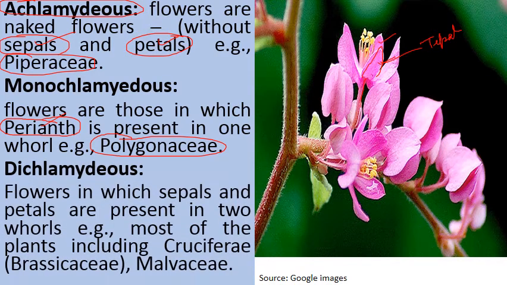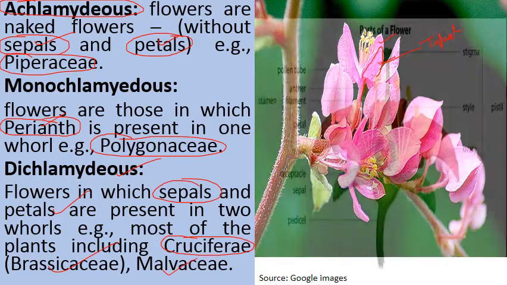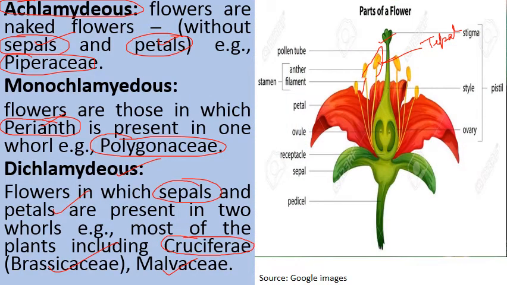Next comes dichlamydous flower. So flowers in which sepals and petals are present in two whorls. For example, we have most of the plants, including the members of family Cruciferae, also known as Brassicaceae, and the member of family Malvaceae. So this is the diagram of a typical flower, which bears the outer whorl, that is sepal, and second is the petal. Group of sepals is calyx, and group of petals is corolla. So when these two whorls are present, that type of flower is known as dichlamydous flower.